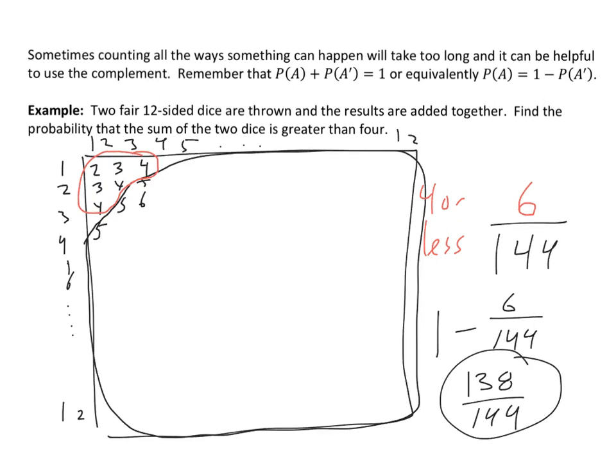I know we're at the end of a long video, but I hope that one made sense. If you need to, pause the video, go back and look at that one again. This strategy of using the complement and thinking about the opposite of the event that you're looking for is really, really, really valuable in helping you to not have to count giant lists of numbers. I hope all that made sense.